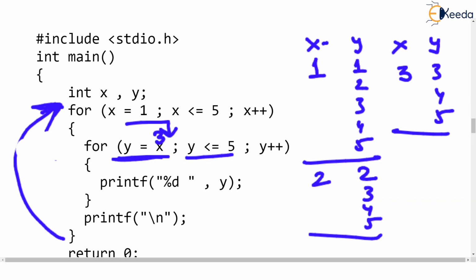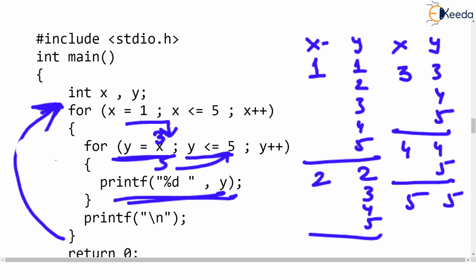Next time x will become 4. So y will be 4, 5. And last time x will become 5. Notice if x becomes 5, y will begin with 5 and go up to 5. And what are we doing? We are just printing the values of y.